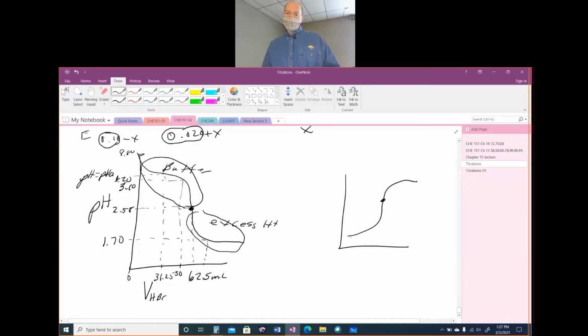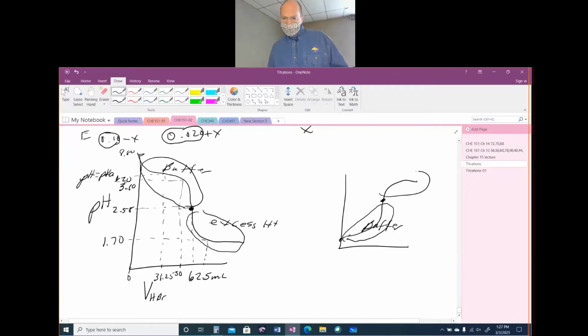If you're going the other way, our other graph would look like that. And here's your equivalence point, and here's your initial. Anywhere between the equivalence point and the initial is your buffer, so you would use the Henderson-Hasselbalch equation: pH is equal to pKa plus log of A minus over HA.